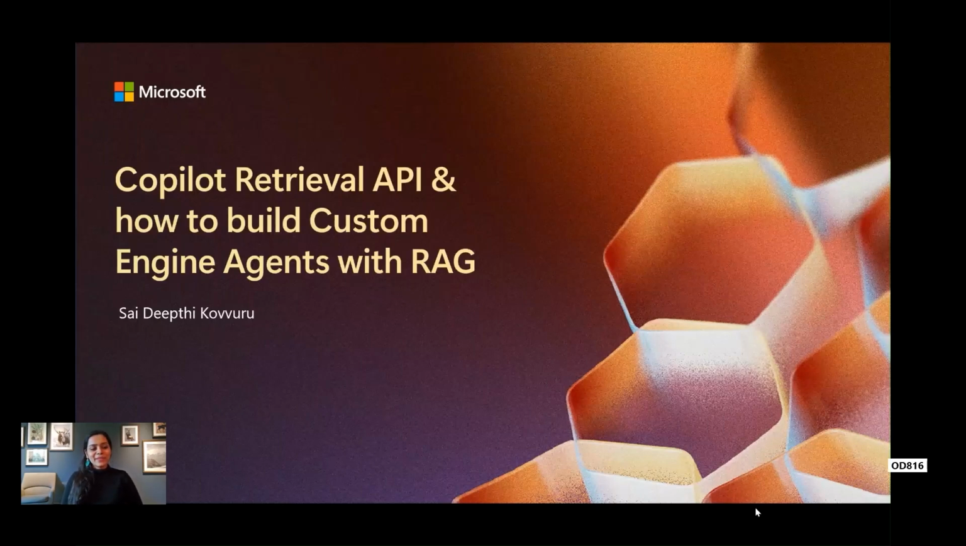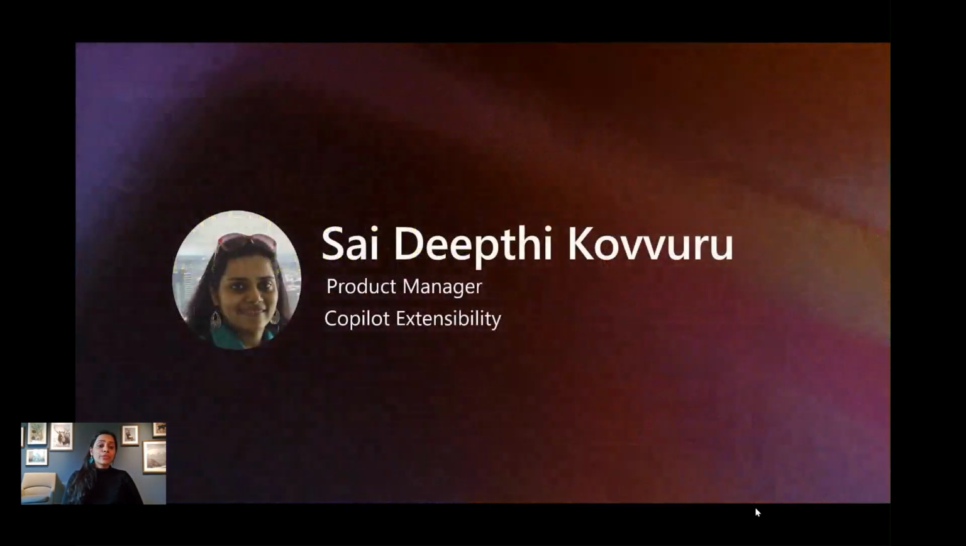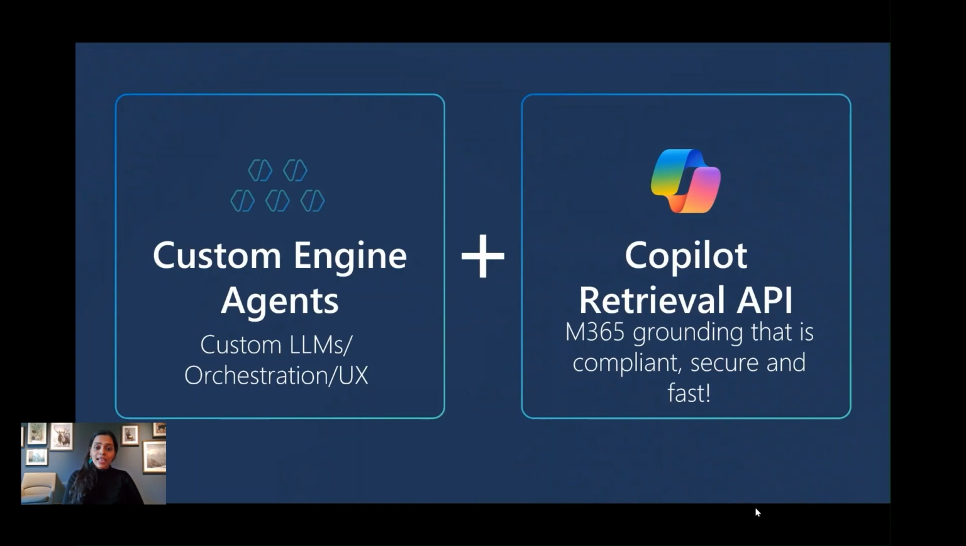In this session, we are going to learn about the Microsoft 365 Copilot Retrieval API and how to build custom engine agents with retrieval augmented generation capabilities. My name is Sai Deepti Kobaru, and I am a senior product manager here at the Copilot Extensibility Group. This session is all about custom engine agents and how you can infuse your agentic applications with M365 context.